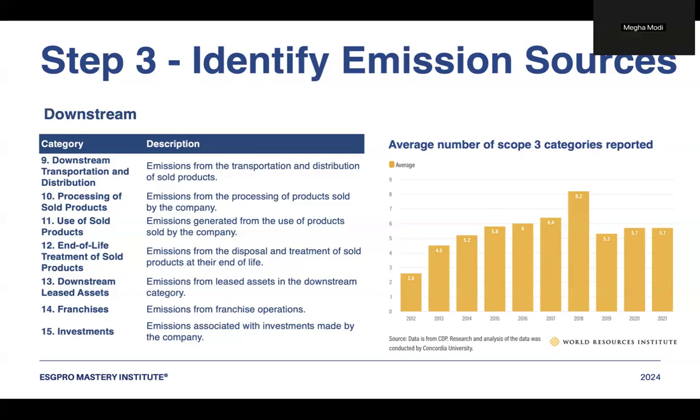Anyone? 5.7. 5.7, which is divided by 15. How much? 30%, 33%, 35%, 40%. 40% of the categories is only getting reported. So you can understand, if Megha is struggling, everybody in the industry is struggling. Are you with me, Megha, now?